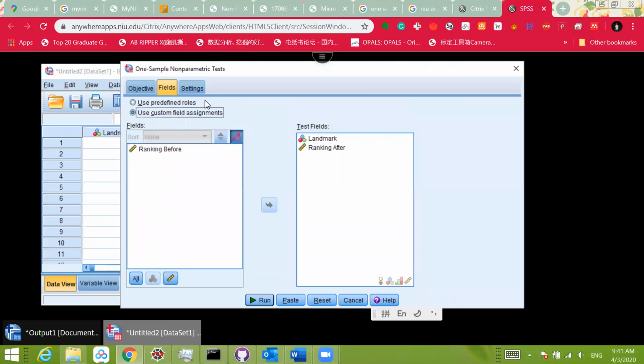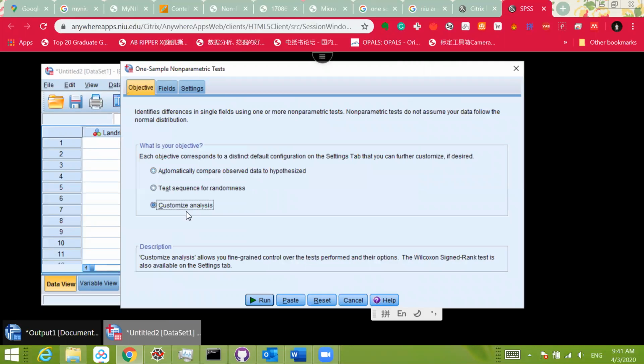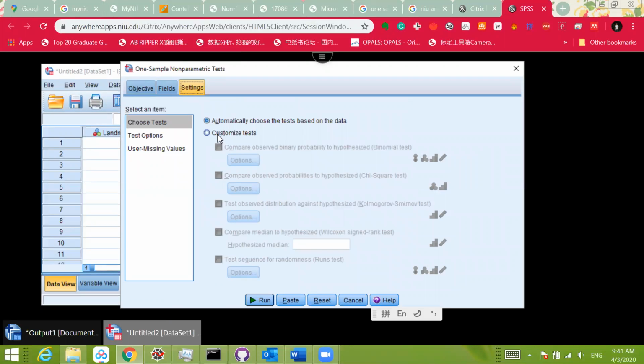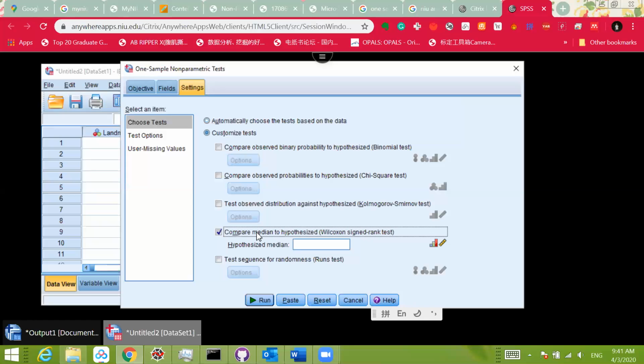One sample here, so I just randomly drag one data here, and use the customize analyze. And in the setting part, we can customize our test. You can see here there is one method called the Wilcoxon signed rank test. Using this method, you need to give one median value. Then your sample will be compared to this median data.